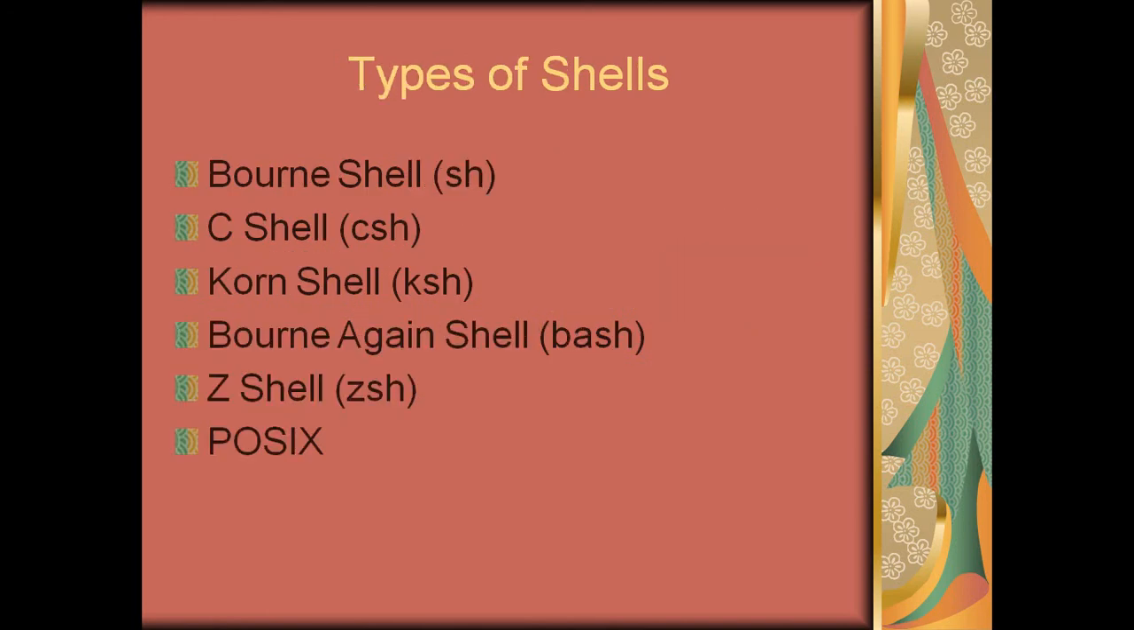Let's view what type of shells exist. There are the Bourne shell, C shell, Korn shell, Bourne Again shell, also known as Bash, the Z shell, and POSIX.